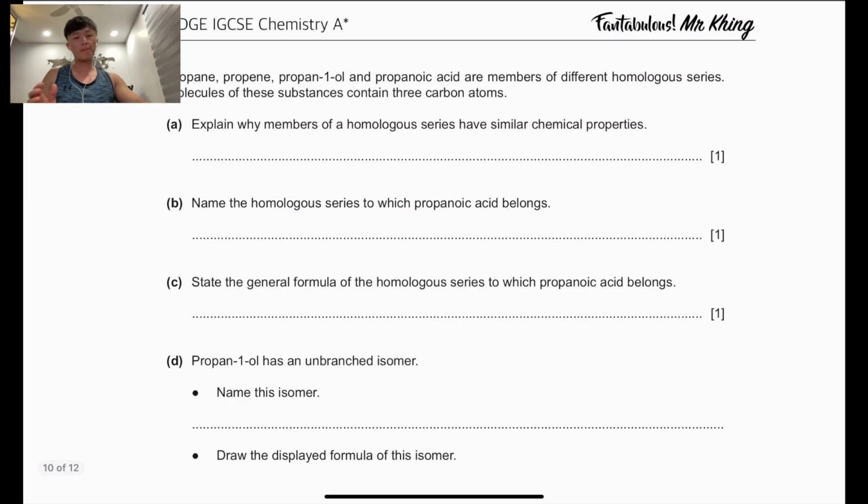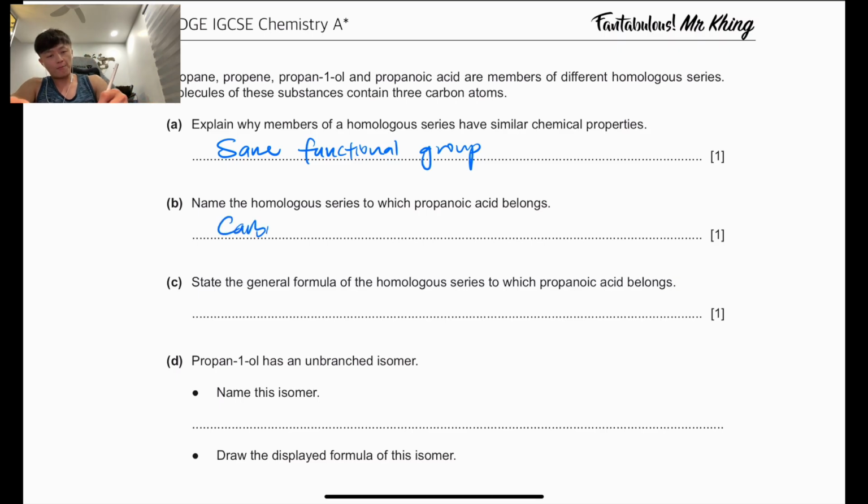Okay, why do members of a homologous series have similar chemical properties? Because they have the same functional group. Functional group is the one that decides their chemical properties. Okay, so which homologous series does propanoic acid belong to? Carboxylic acid.